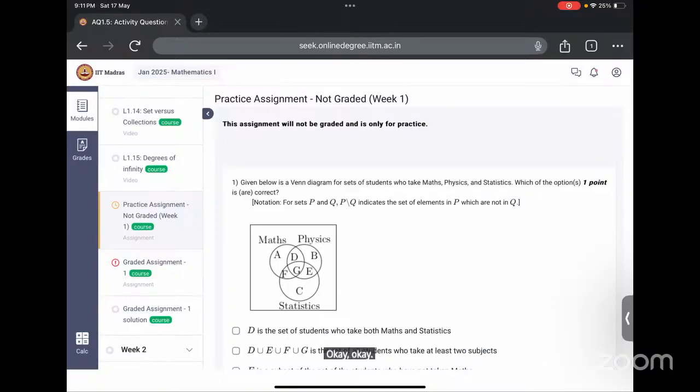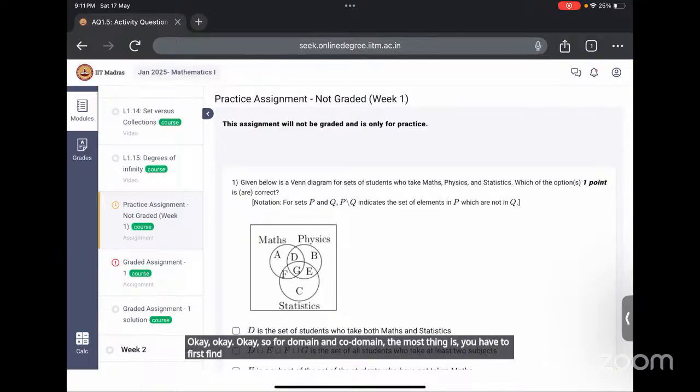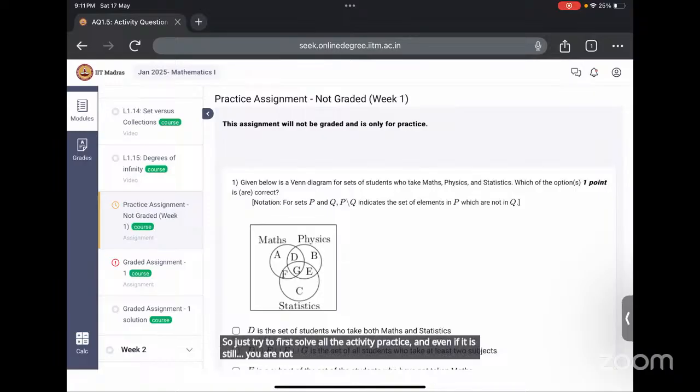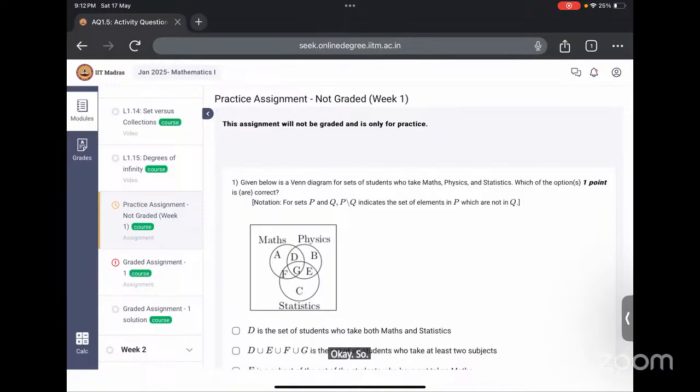Okay. Then there is no problem. But for domain and codomain, the main thing is you have to first find the domain. That means the points where you can define the function. And to understand this, you have only one key. You have to practice so many problems. So you just try to first solve all the activity practice, and even if you are still not comfortable with it, try to solve any external problems. You can collect anything from Google itself, and just try to find the domain and codomain of those functions. So for anything in mathematics, you have only one key. You have to practice them.